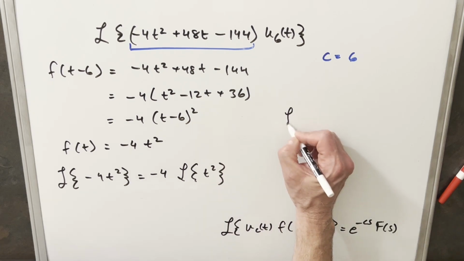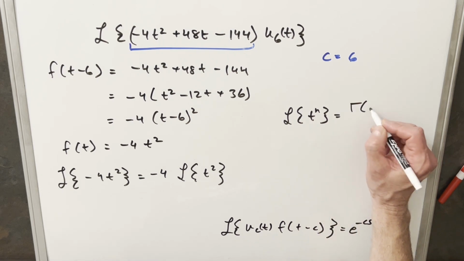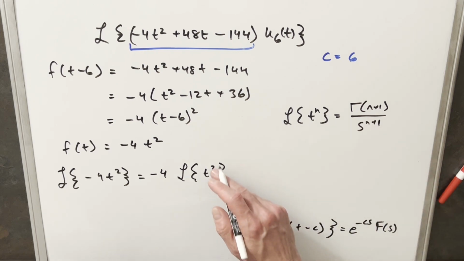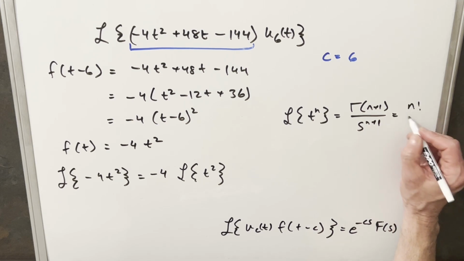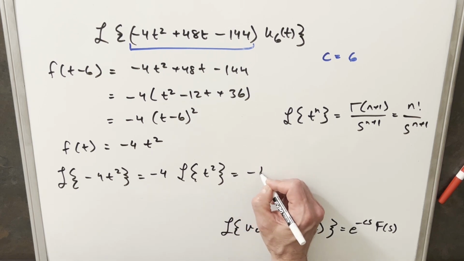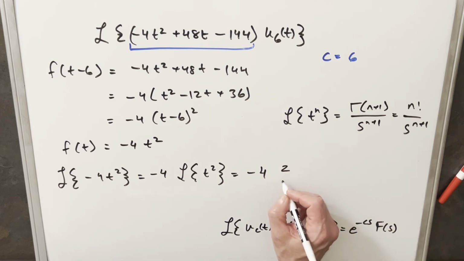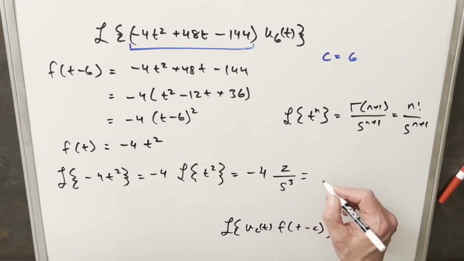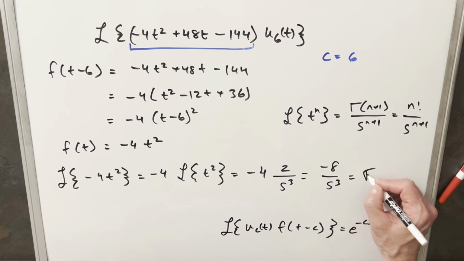Now, in the previous video, we found a formula for the Laplace transform of t to the n, and we found it to be gamma function n plus 1 over s to the n plus 1. But what we'll do in this case, because we have an integer exponent, I can write this in terms of factorial, so I can actually write this as n factorial over s to the n plus 1. So using that here, we'll have our minus 4 in front. Our n value is 2. 2 factorial is just going to be 2. And then we're going to have s to the 2 plus 1, or s cubed. Minus 4 times 2 gives me minus 8 over s cubed. And this is going to be our F of s value.